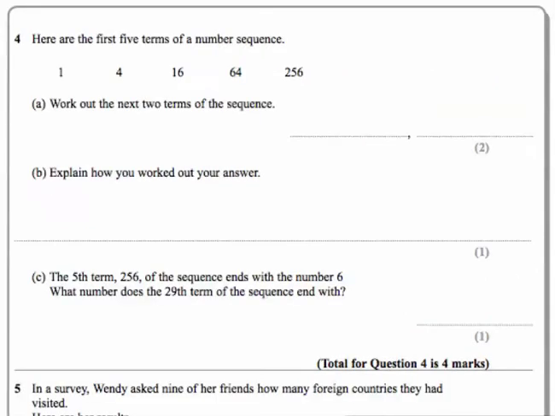Right. So question number 4 then, sequence problem. Here are the first 5 terms of a number sequence: 1, 4, 16, 64, 256. So the first thing we've got to do is work out what's happening here. Maybe the first thing to check is if we're adding something on each time. So if we do that, we're adding 3 there, aren't we?